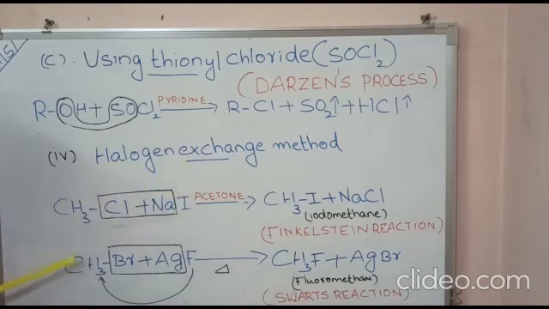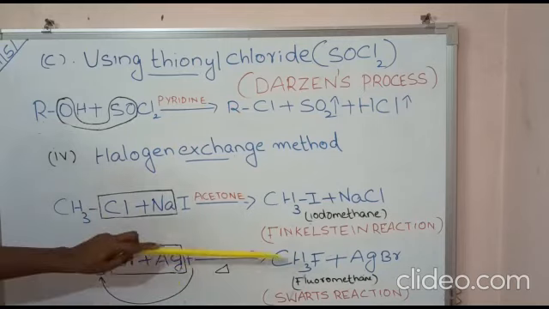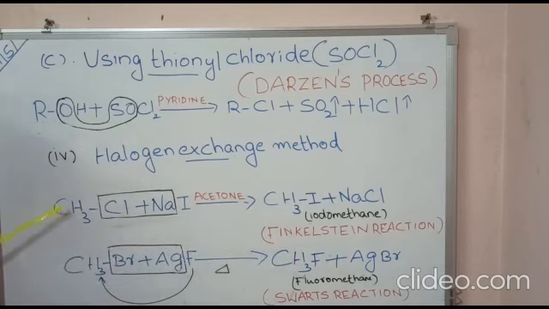Next example, CH3Br on treating with a metallic fluoride like AgF, or you can use the fluorides of mercury, cobalt or antimony, then AgBr will be removed and you will get CH3F. CH3F is fluoromethane. This reaction is called Swarts reaction. So the Swarts reaction is the preparation of fluoroalkane from chloro or bromoalkane.